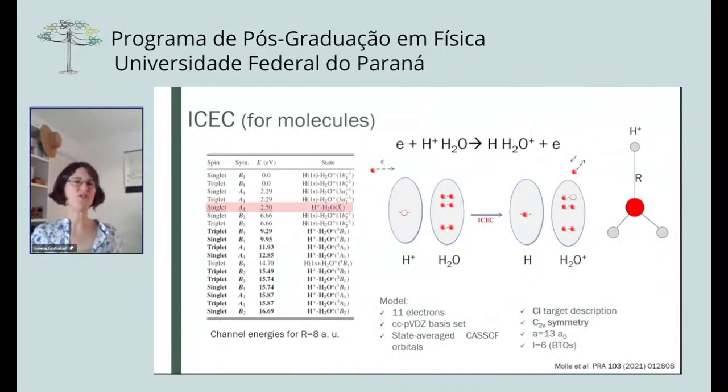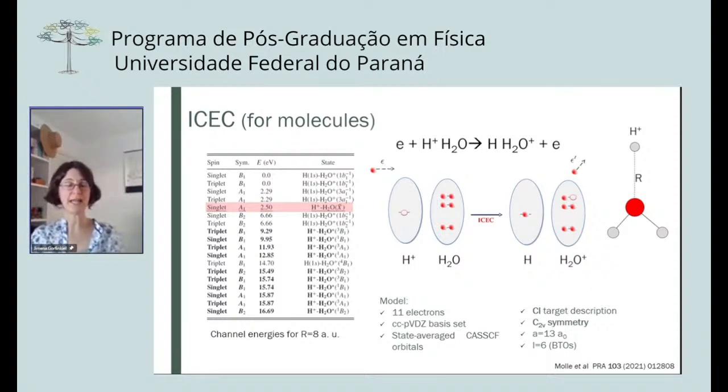The thing that we are more interested in is what happens, for example, in water. So we also did calculations where we had a proton with one water molecule in this kind of configuration. So we changed the distance here of the proton. And in this case, you don't need additional energy, in fact, to transfer the electron from water to the proton. That initial state is above the lowest of the H plus H2O states. So again, this exemplifies the ICEC process.